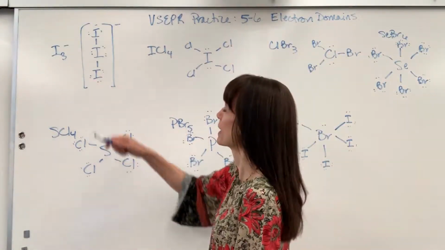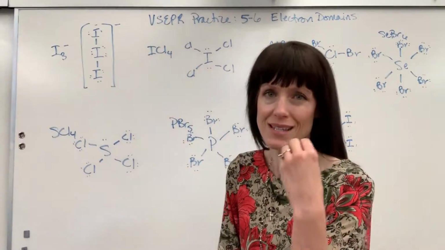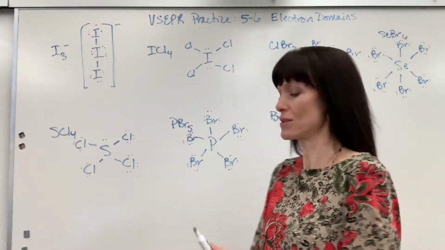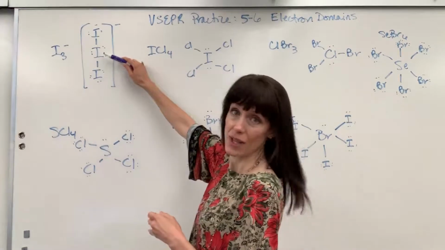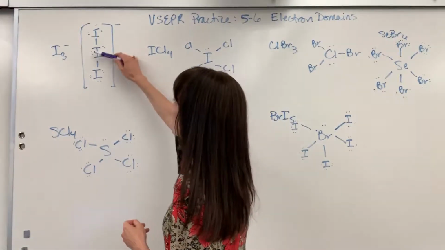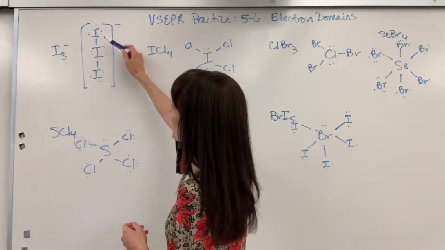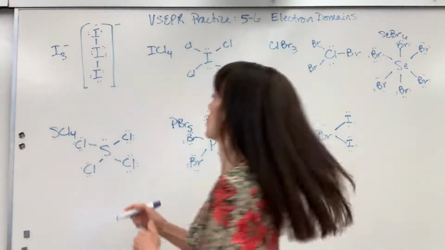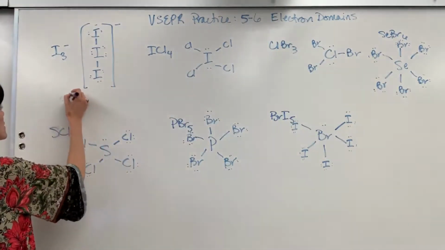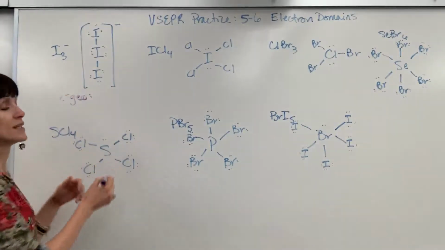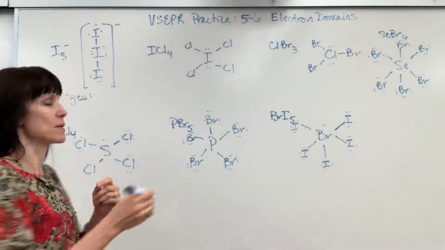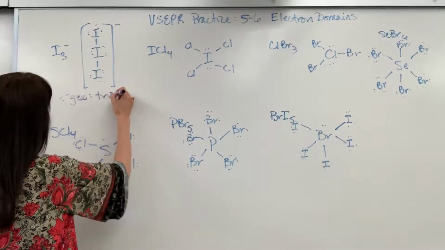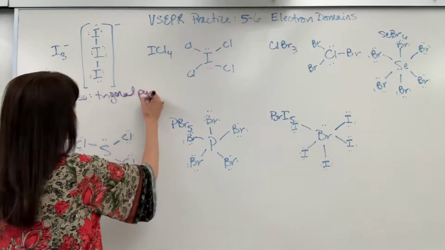We've got I3 minus. So we look at the central atom and count electron domains. The iodine central atom has 1, 2, 3, 4, 5. Let's do that again: 1, 2, 3, 4, 5 electron domains. So with 5 electron domains, the electron geometry is going to be trigonal bipyramidal. And these you just have to memorize.